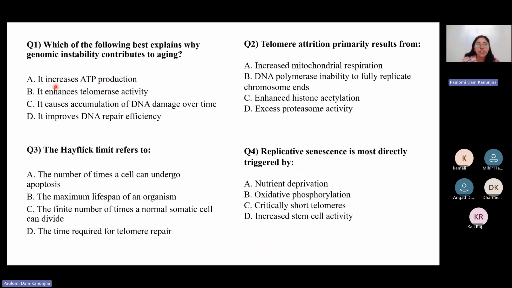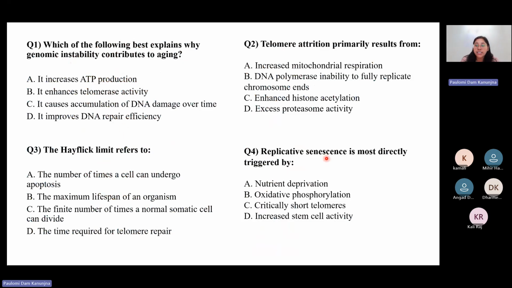The first one says, which of the following best explains why genomic instability? So like I said, there are hallmarks, and we can discuss this as the question progresses. You will understand these hallmarks better. The first one is, why do you think genomic instability contributes to aging? Telomere attrition, which is basically shortening, is why the shortening happens. What is basically a Hayflick limit?